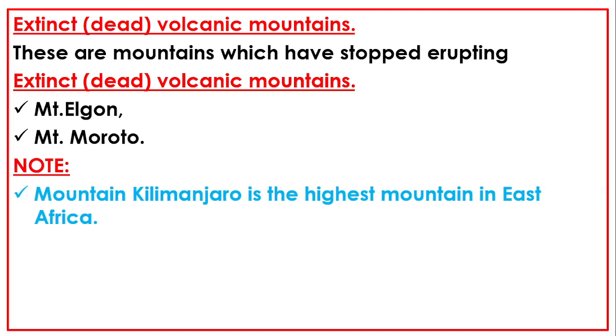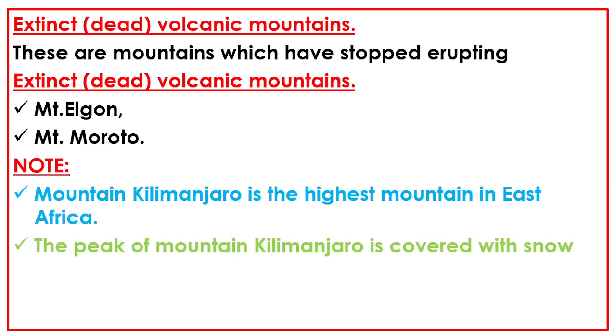One, Mountain Kilimanjaro is the highest mountain in East Africa. We have already said this, and we have said it is also the highest in the whole of Africa. Then the peak of Mountain Kilimanjaro is also covered with snow. When we were talking about the mountains of Uganda, we talked about a mountain range that is covered with snow, and we gave a reason: it is covered with snow because its peak crosses the snow line. So the same example, Mountain Kilimanjaro has also got snow at its top. And why? Because its peak crosses the snow line.